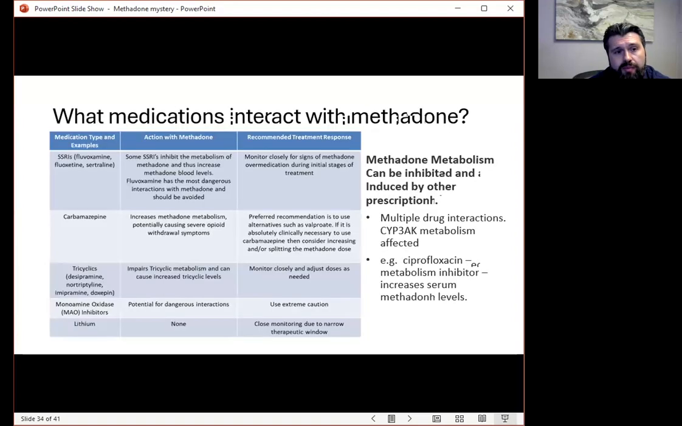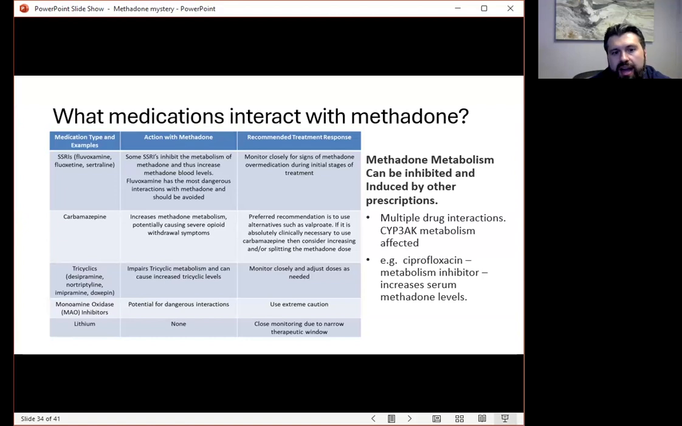The other big question I have is what medications interact with methadone? There is a long list of medications. I think relative to a primary care provider, a lot of the mental health psychiatric medications that we talk about can have a direct effect on the metabolism. We mentioned the CYP3A cytochrome being involved with this. You can have inducers or other things that happen with these medications. So it's really important to know this.